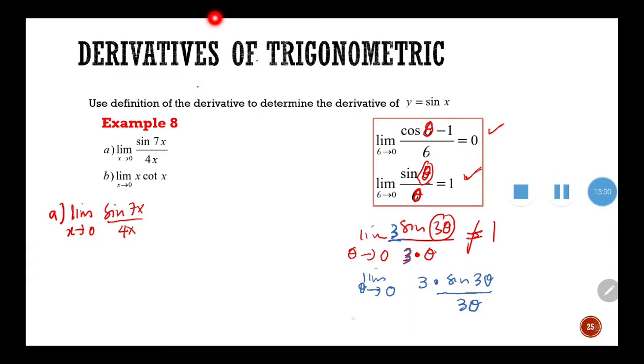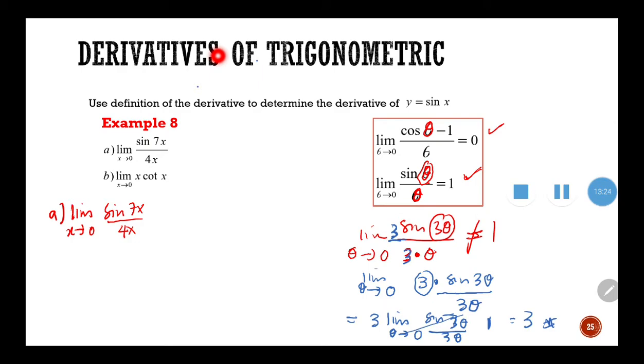Do you see? From here, we know 3 is independent of theta, so you may bring out the 3. So we have the limit as theta approaches 0 of sin 3 theta over 3 theta. There you go. Now can we say this equals 1? Definitely yes. So this answer is equal to 3.